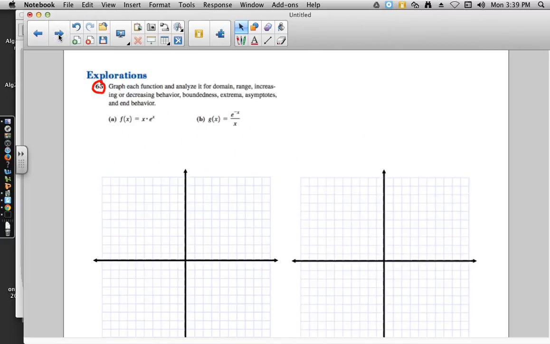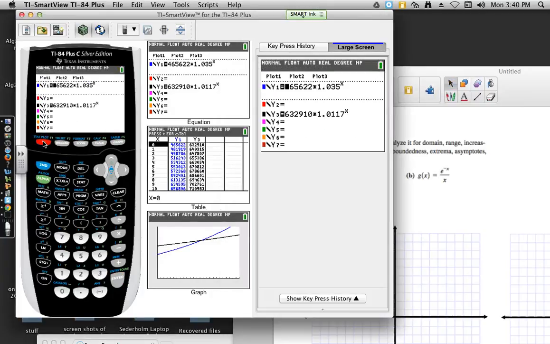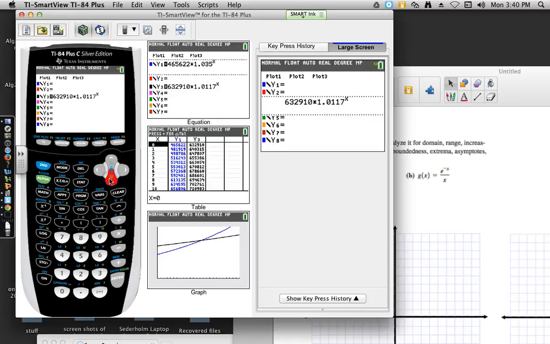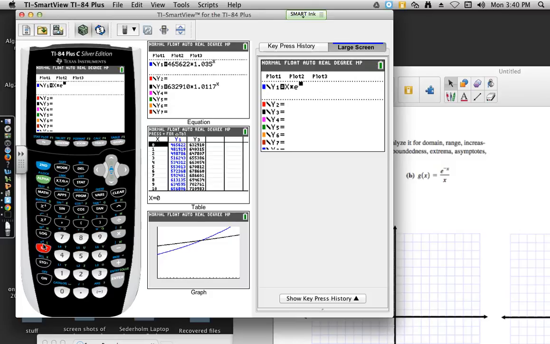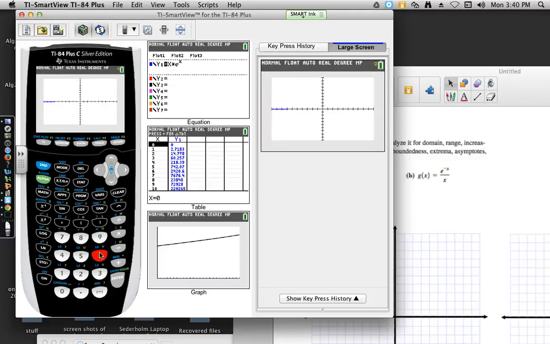65 says graph each function and then analyze like crazy: domain, range, increasing or decreasing behavior, boundedness, extrema, asymptotes, and end behavior. All right, so for 65, graph it. Let's grab a graphing calculator and take a peek at x times e to the x. Hopefully this won't take too long. Otherwise, I will have to pause it. So we will have x times e to the x. All right, window. I don't know, we'll try zoom 6. Take a peek. See what we see.